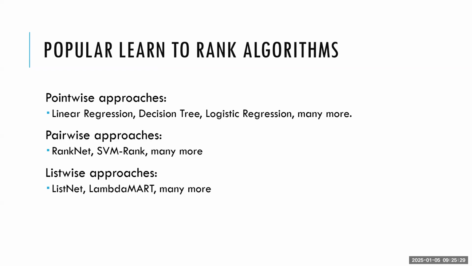So what are the popular methods? For pointwise, we actually already learned all of the techniques. We can use linear regression, decision tree, logistic regression. For pairwise, we have RankNet, SVM rank, and there are many more algorithms. For listwise, all of them would come from neural networks, because with listwise you have to incorporate a very complex structure. So you have ListNet, maybe LambdaMART. I think these two are the most common ones.